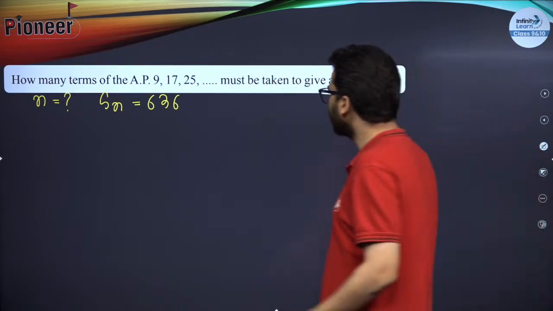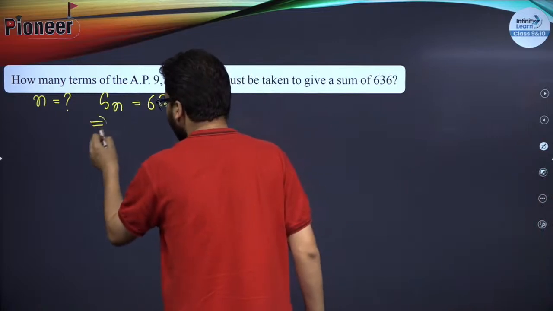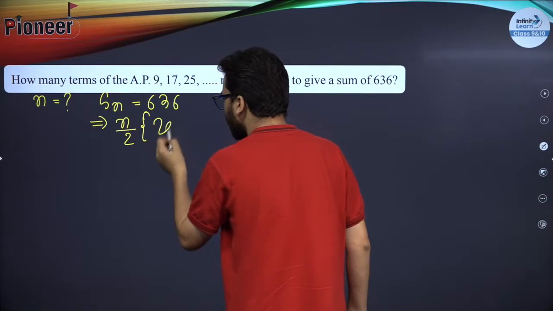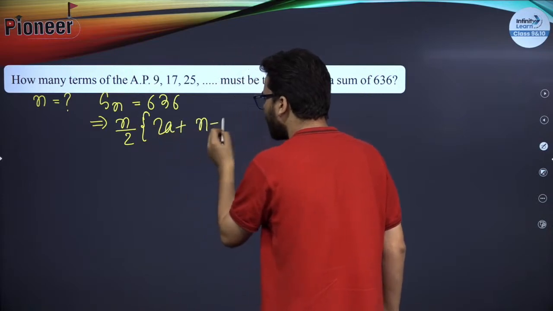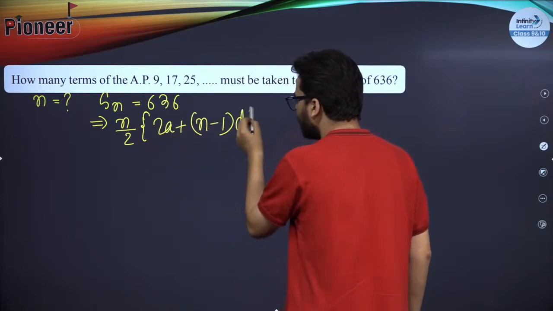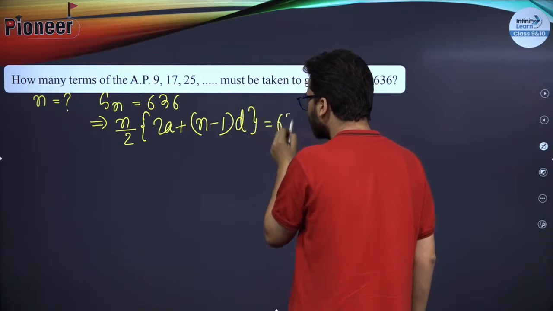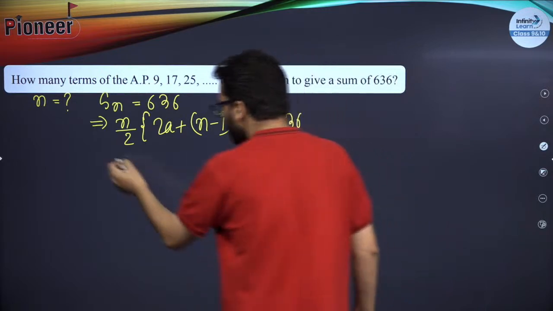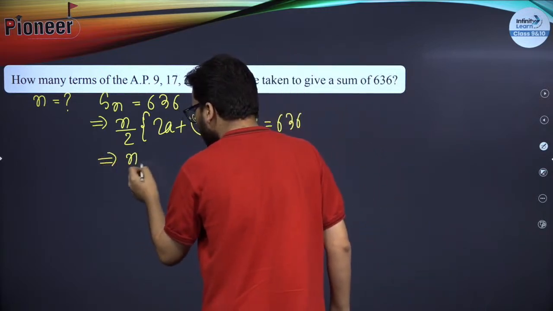Now Sn is what? You know the formula. Sn is nothing but n by 2 into 2a plus n minus 1 into d. The sum of the first n terms of an AP is this. Correct? Now over here n you have to find, so you cannot put anything in place of that.